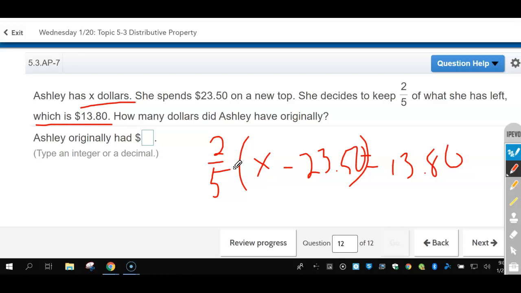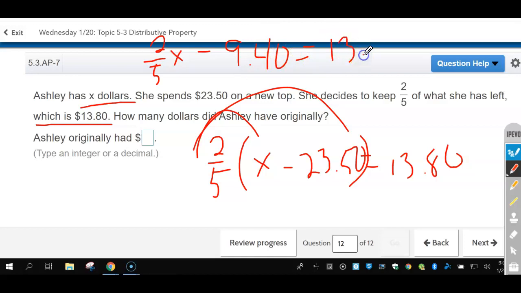So then we would go 2/5 times X is 2/5 X. Minus, what's 2/5 times $23.50? Come on, people, punch it in. Somebody got it for me? You got 9.4? So $9.40 equals $13.80.